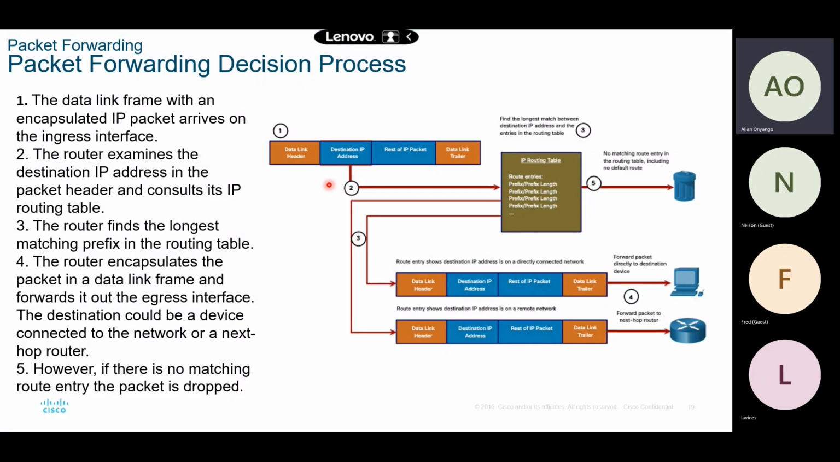And we will, of course, also talk about the default route later on. Let's look at some packet forwarding mechanisms and decisions. Now, what is being explained here is something we have talked about before.